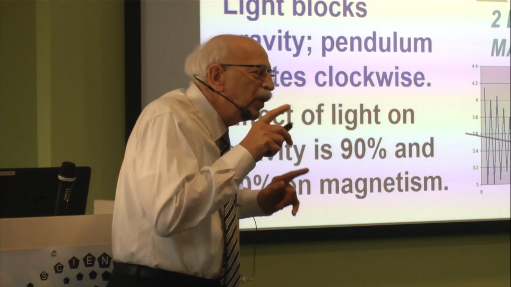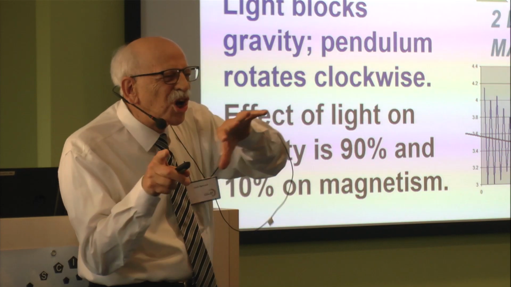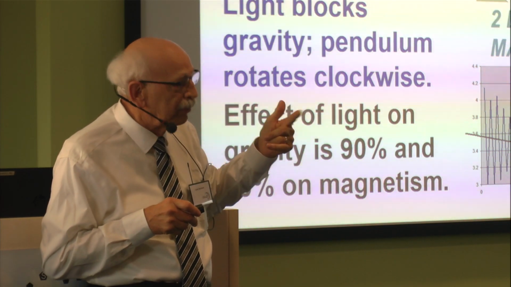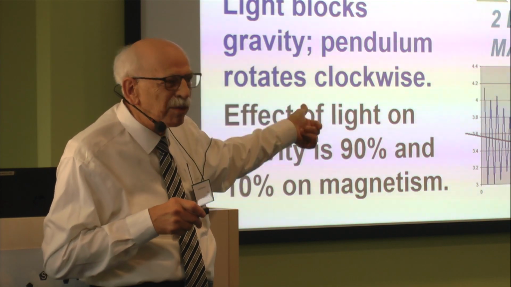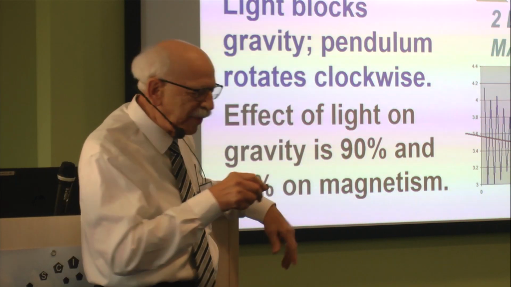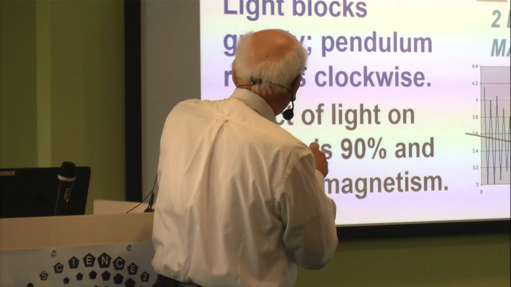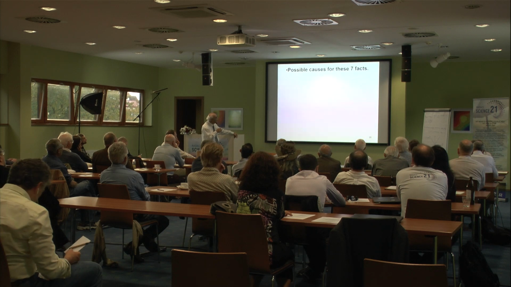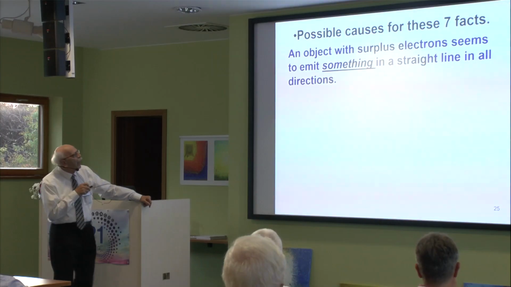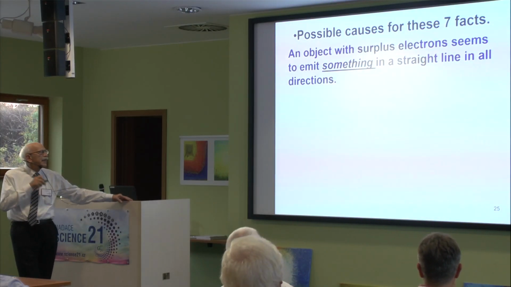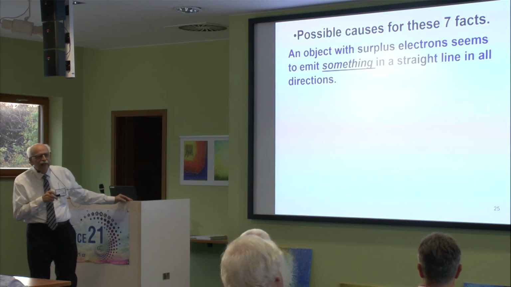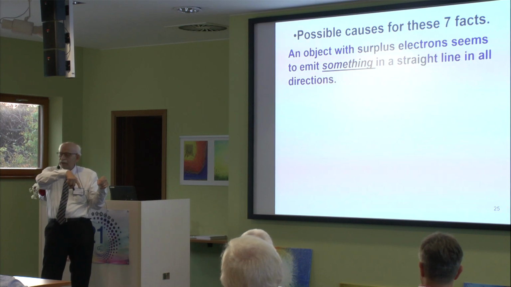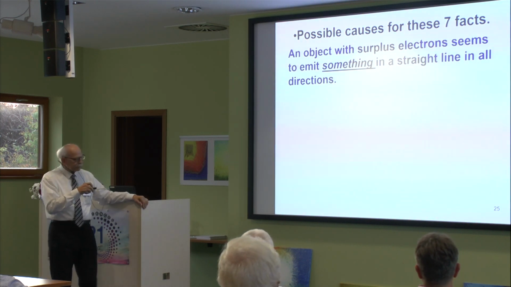So what I wanted to know was why, what was common in all these? Well, first, light can become electron, positron. Light can block gravity, can block electric, it can block magnetic field. And the next part: the possible cause of these 7 facts that I've seen. An object with surface electron seems to emit something in straight line. Because if I put a pencil in between, it was in straight line. It seems to emit something.